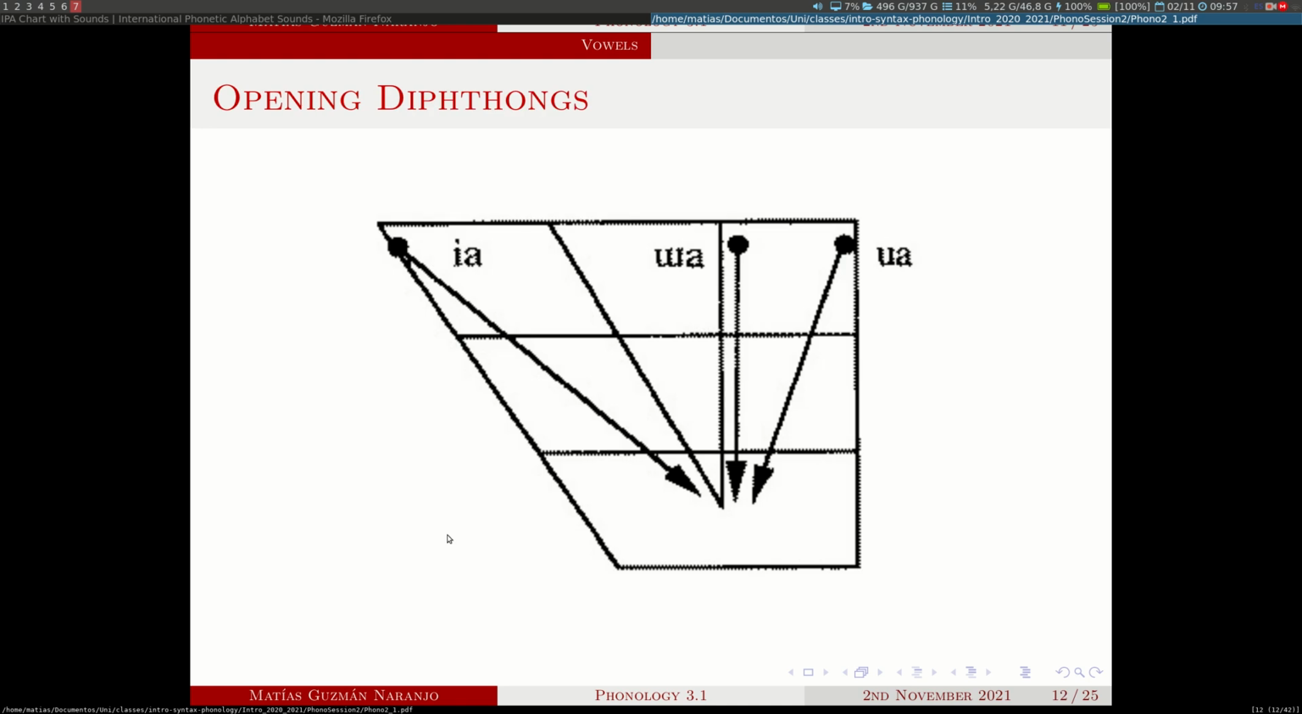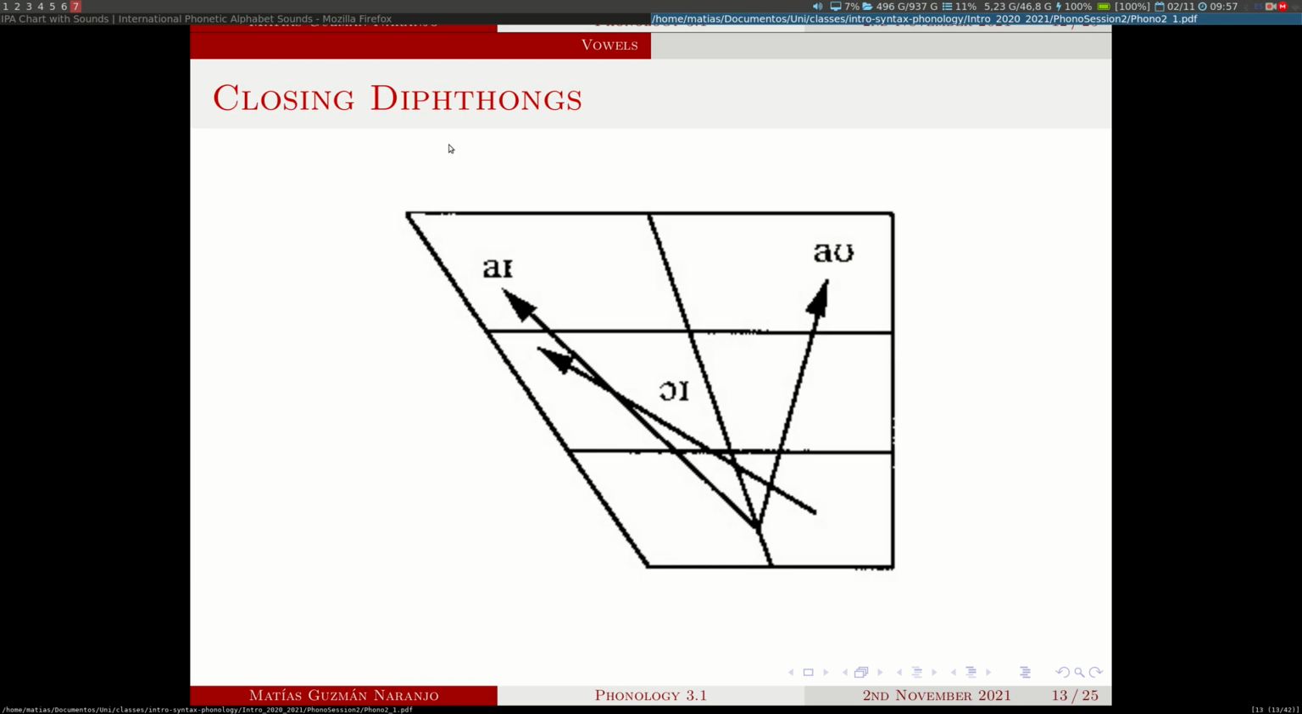It's probably easier to visualize this way with the trapezoid system. Here we have some opening diphthongs. So you start from a closed position in an E, a W, and the vowel quality changes to a more open one. So ya, right? The closing diphthongs are the opposite. You start from a very open position and you end up in a more closed position with the tongue.